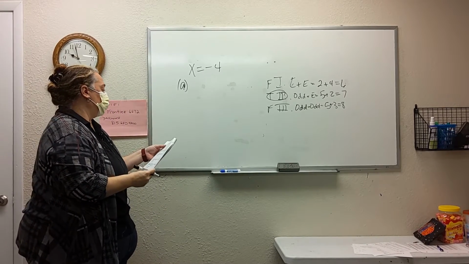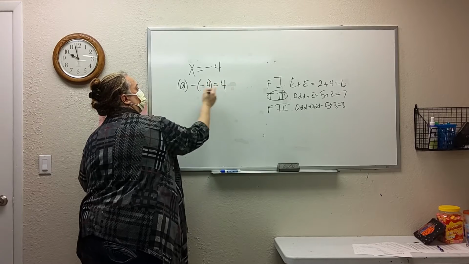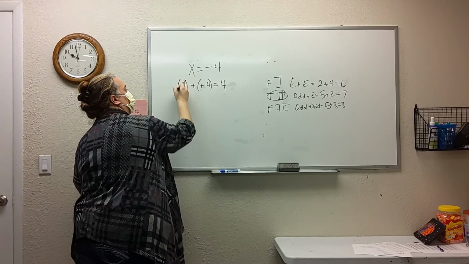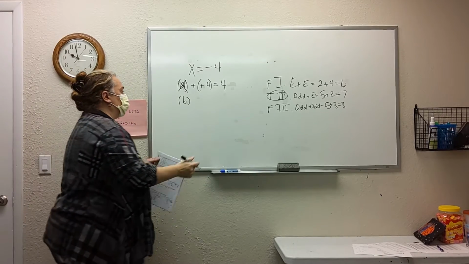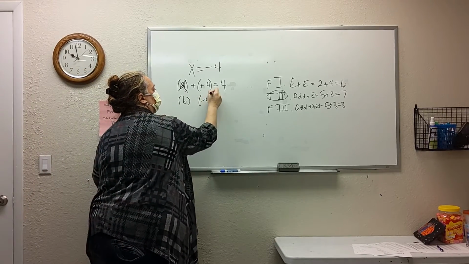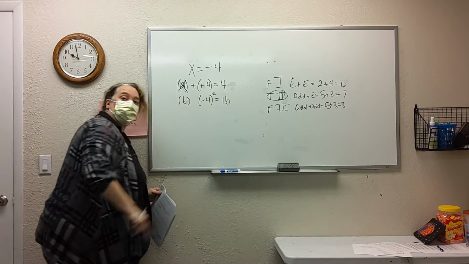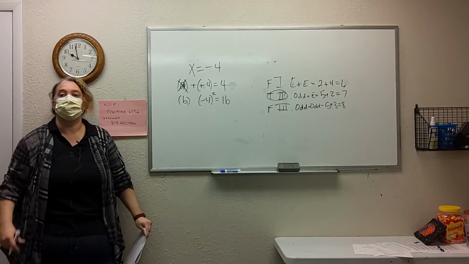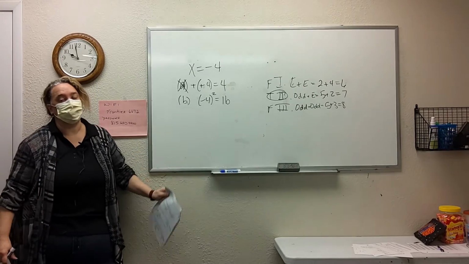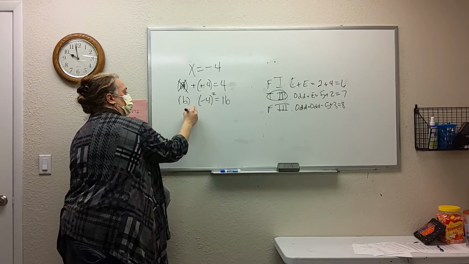So A, we've got a negative x. So that's going to be a negative negative 4. That's positive. Negative negative x is positive. So no bueno. I'm looking for something that's always negative. B, I got x squared. Negative 4 squared. Negative 4 times negative 4 is positive 16. If you are putting this in your calculator, you must put parentheses around the negative 4. If you don't, your calculator will give you negative 16. Fail.